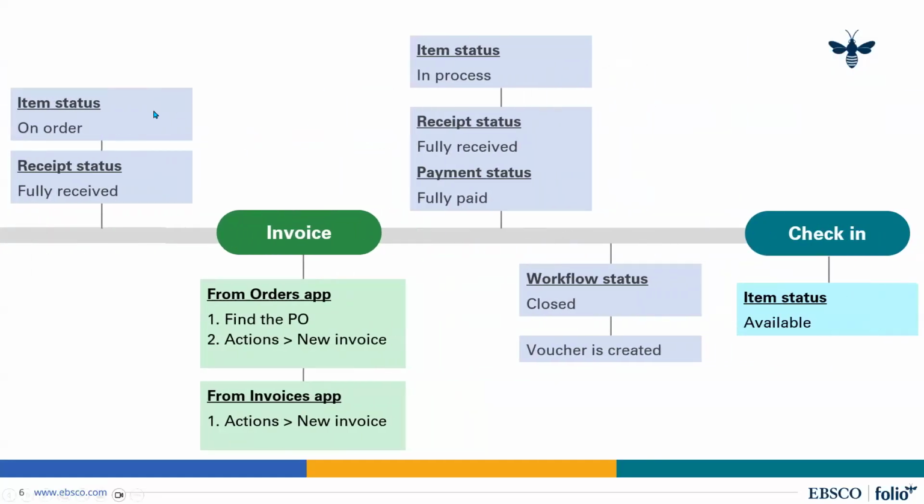And upon receiving, the item status is still on order, but receipt status will change to fully received. And then you can create the invoice either from the Orders app or from the Invoices app. And it will change the item status to in process with fully received status and fully paid status. So the order record will become closed upon fully receiving and fully paying, and the item status will become available as you check it in at the appropriate service point.